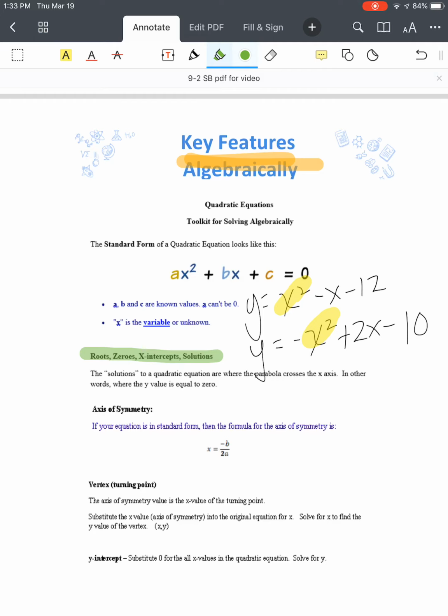So the solutions to a quadratic equation are where the parabola crosses the x-axis. So in other words, it's where the y value is equal to 0. So what we're going to do is take the y value and set it equal to 0. And like I said, we'll be doing some practice in about a minute.